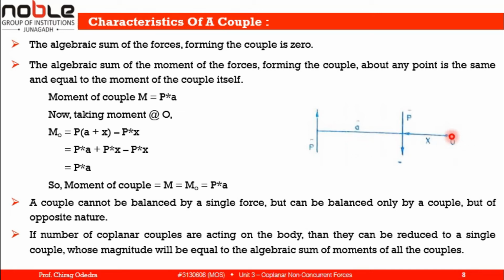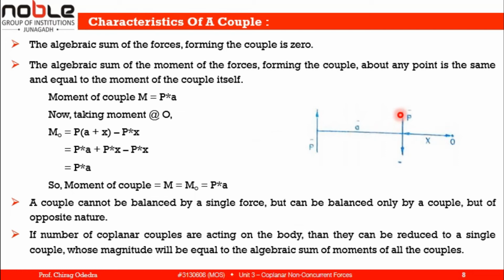So let us take this example. If we want to find the moment on point O due to this particular couple, first, the moment due to this upward force P on the point O is equal to force into perpendicular distance. So force is P, and the perpendicular distance between this force and this point O is this plus this, that means A plus X. And the direction of this moment due to the upward force P is clockwise. So that is positive. So P into (A plus X) positive.